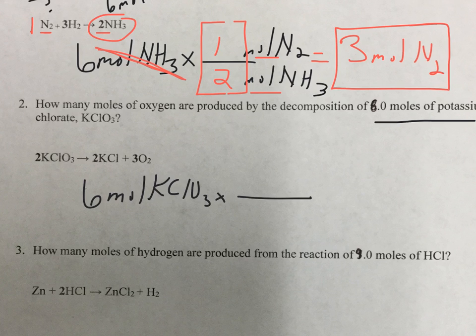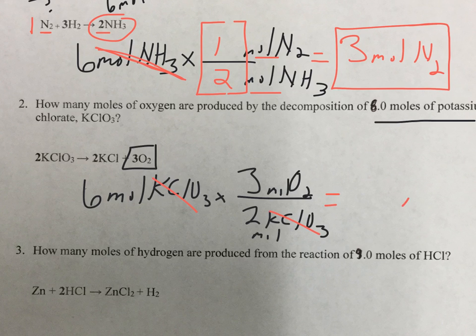So what did you have on top and what did you have on the bottom? Oxygen on top. And what was my mole number? 3. 3, because that comes from the coefficient. Very good. What goes on the bottom? 2. The 2 KClO3. And that's moles, right? Okay, this allows you to cancel out your KClO3, which will give you moles of O2. So what did you guys get? 9. Yep, because 6 times 3 is 18, divided by 2. You have 9 moles of O2.